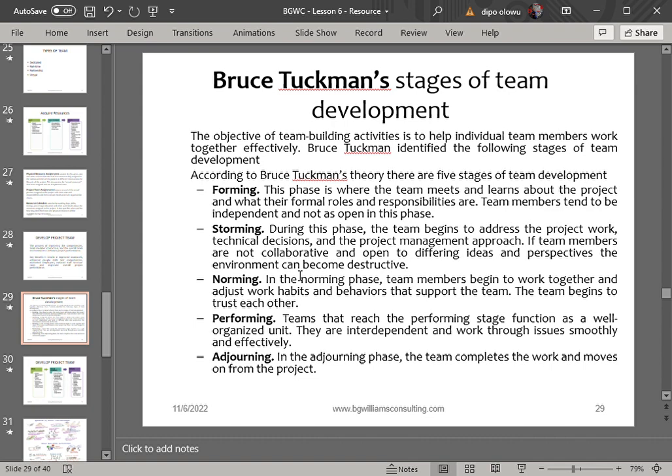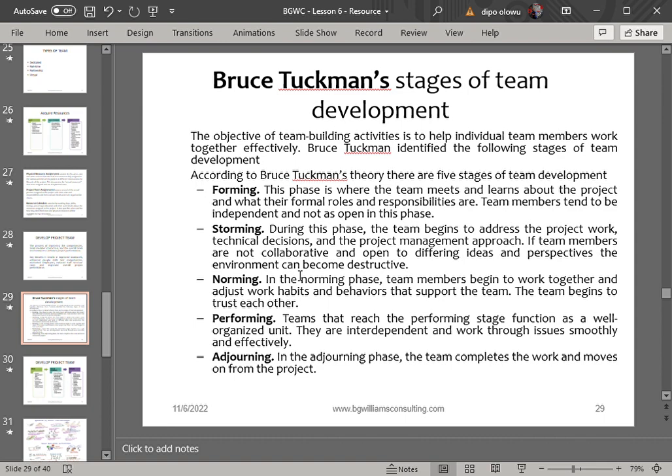Then the norming stage now becomes that stage where we now begin to work together. Now we are working together based on the fact that we decide to adjust our behaviors and habits. We're no longer fighting or having disagreement because the project is our priority. We now understand ourselves to the extent that even in our disagreement, we can keep our disagreement aside and focus on the project. That becomes the norming stage, which means at this stage, the team begins to trust themselves, the team begins to work effectively together. That is the norming stage.